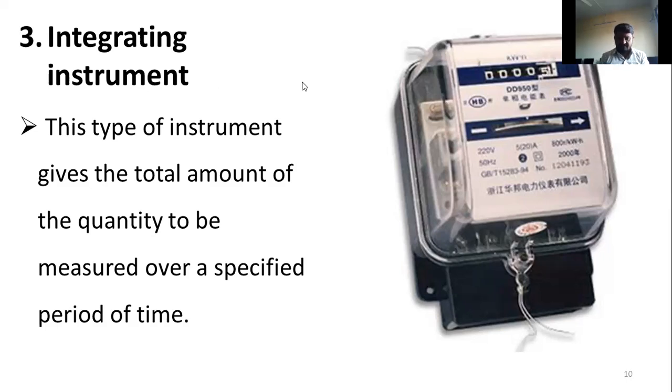Roll number 15, roll number 24. Already both have left the class.